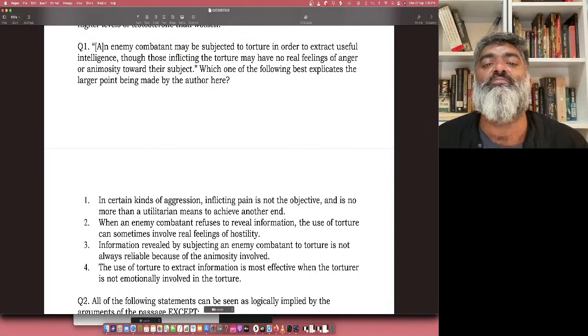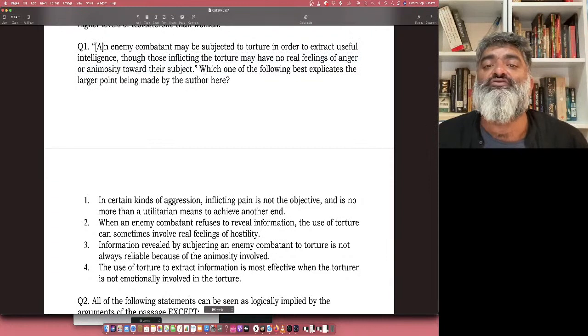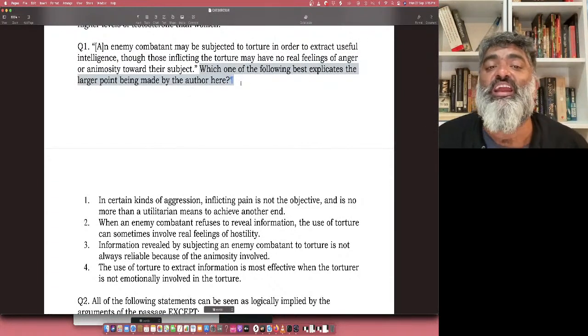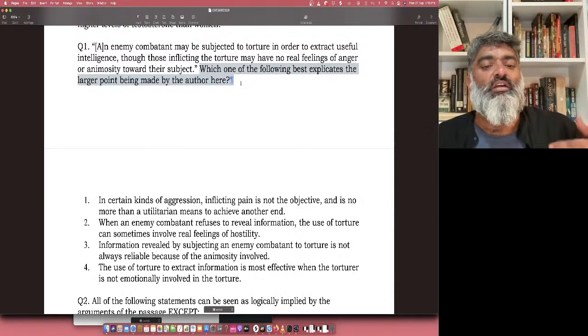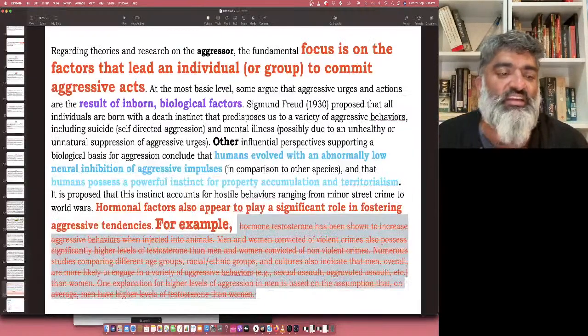Enemy combatant may be subjected to torture in order to extract useful intelligence, though those inflicting the torture may have no real feelings of anger or animosity towards their subject. Which one of the following best explicates the larger point being made by the author here? I already know the larger point because I know that for example was such a clear giveaway.